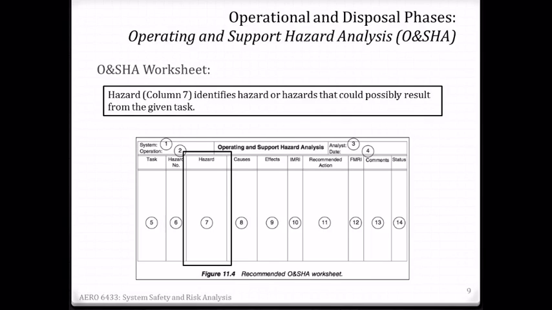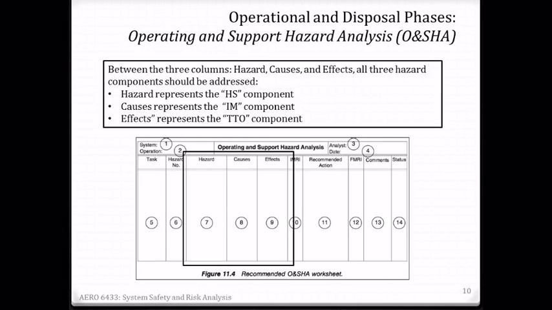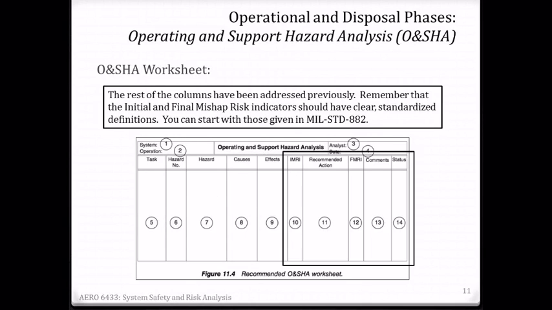Remember that in the hazard column, all three components of the hazard are not required. By the time each of the three columns, hazard, causes, and effects, are completed, each of the three hazard components will be represented, but be diligent to ensure that the proper component is represented under the proper column. And what that looks like is the hazard source is in the hazard column, the initiating mechanism is in the causes column, and the target, the threat, or the outcome is in the effects column. The rest of the columns in this worksheet have been covered in detail in previous lessons.